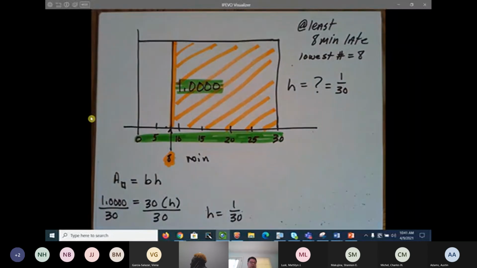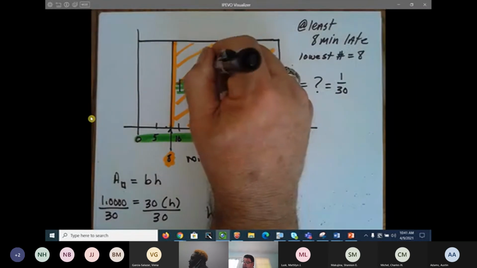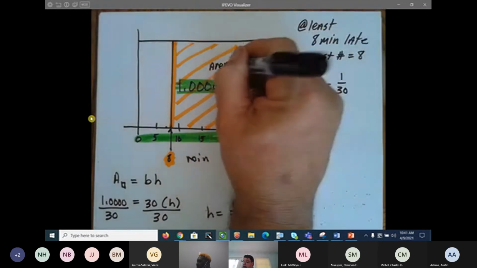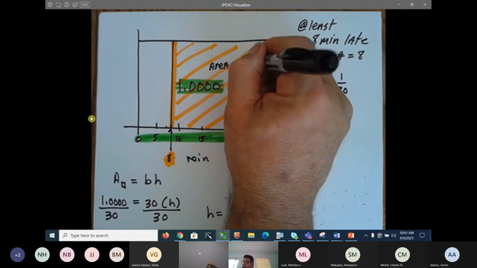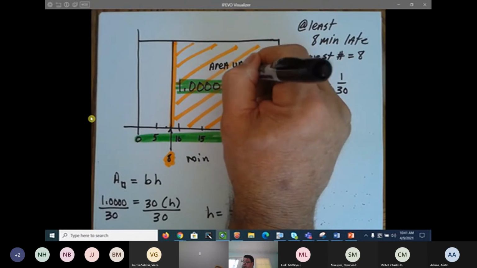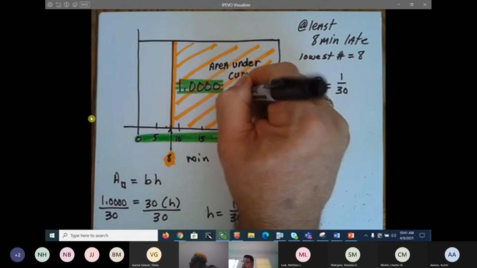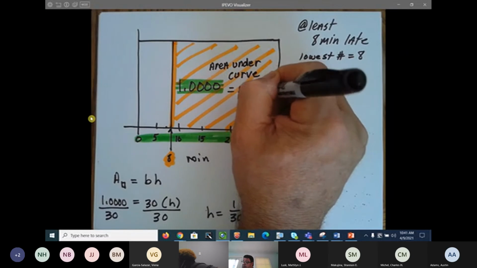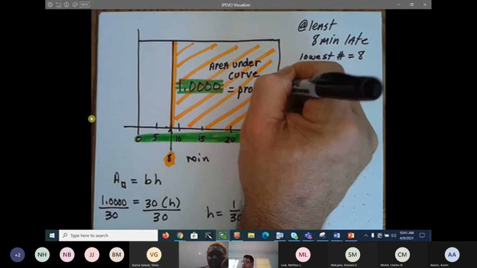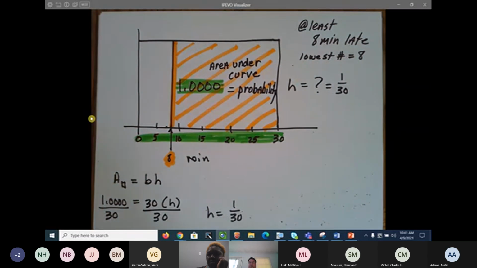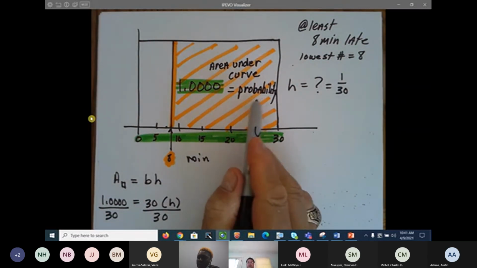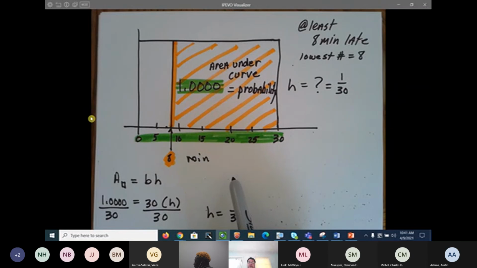Area is equal to probability. I need you to write that down. Area under curve is equal to probability. Area under the curve is equal to the probability. So I'm going to go over here and I'm going to take my orange pen and do this problem.